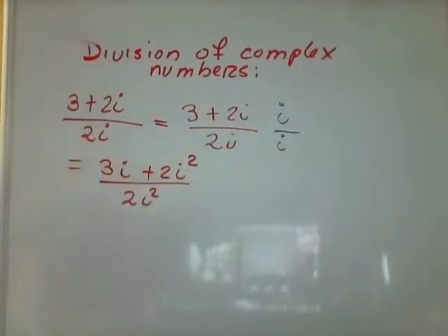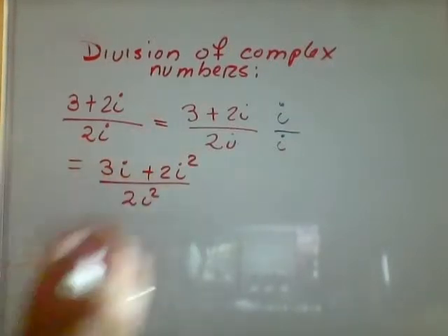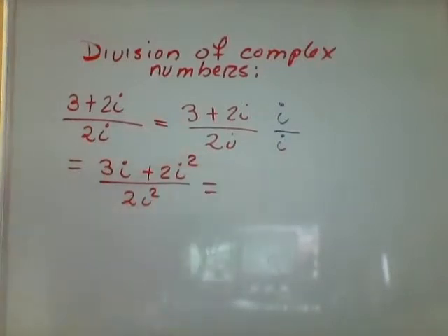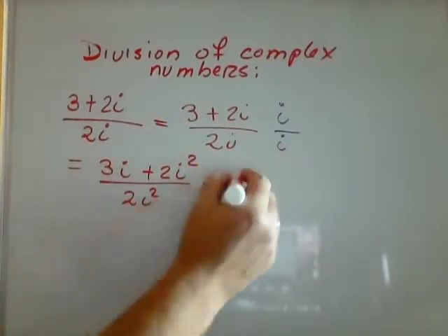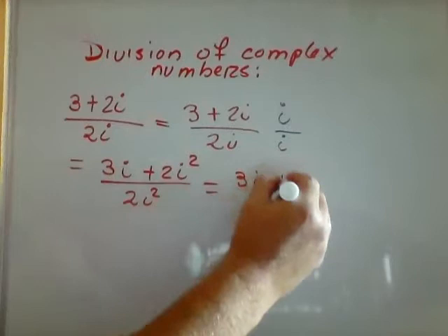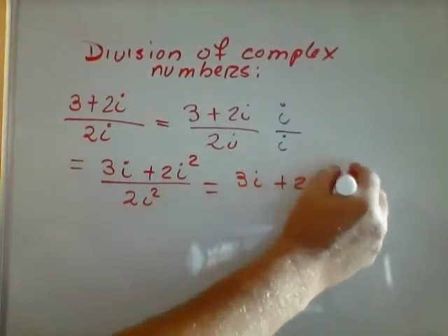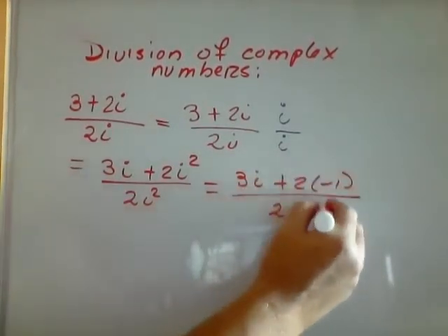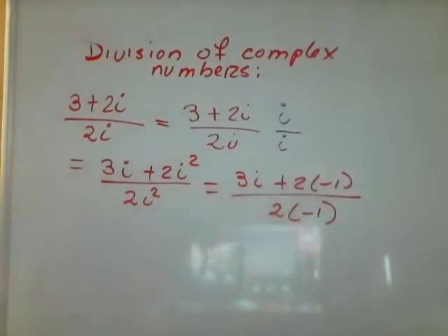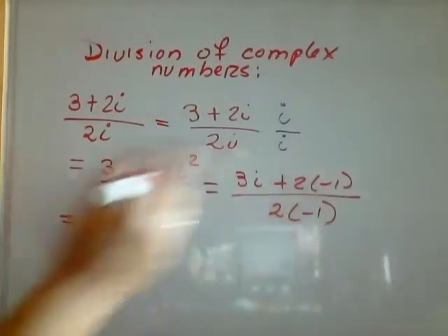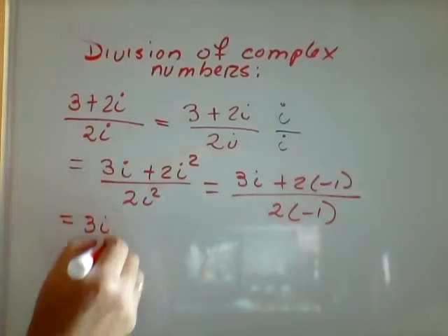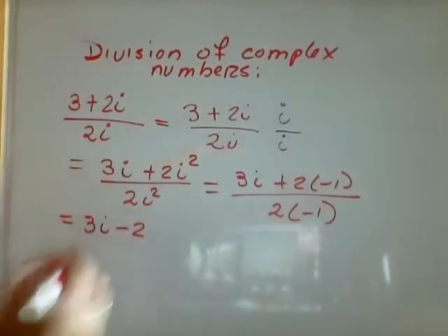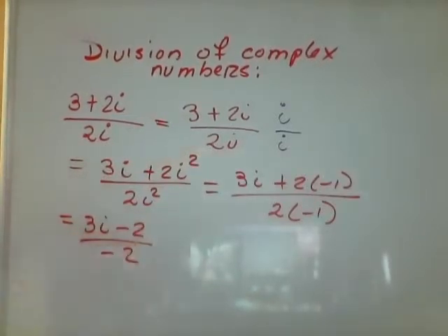We know that i to the second is equal to -1, then we substitute each i to the second by -1, we get 3i plus 2 times -1 over 2 times -1. Now we perform the multiplications and we get 3i minus 2 over -2.